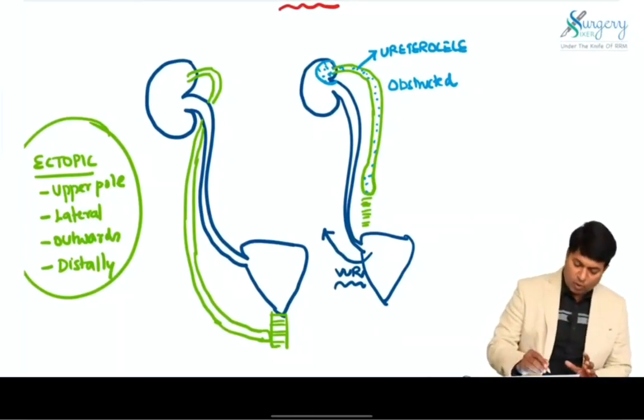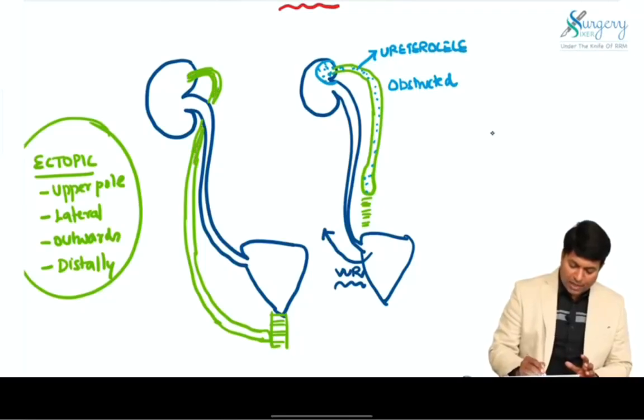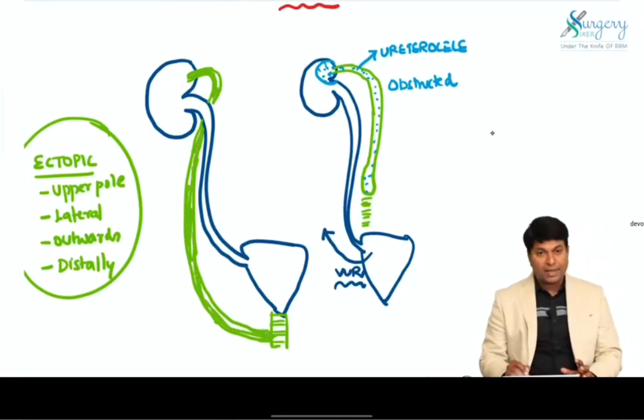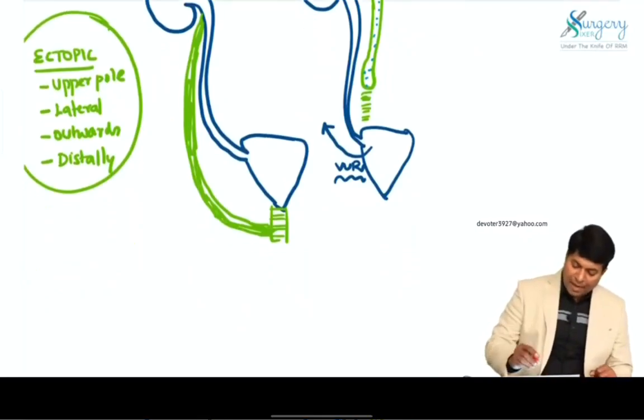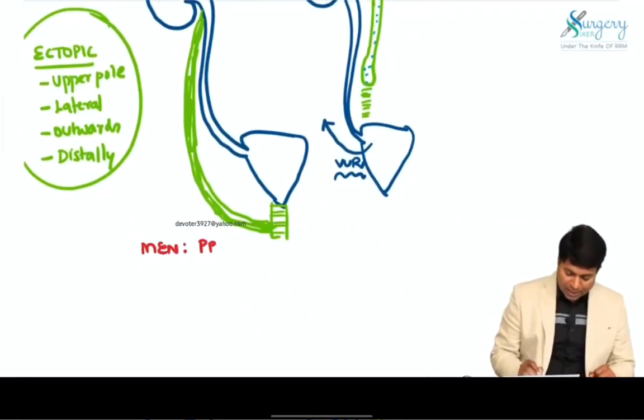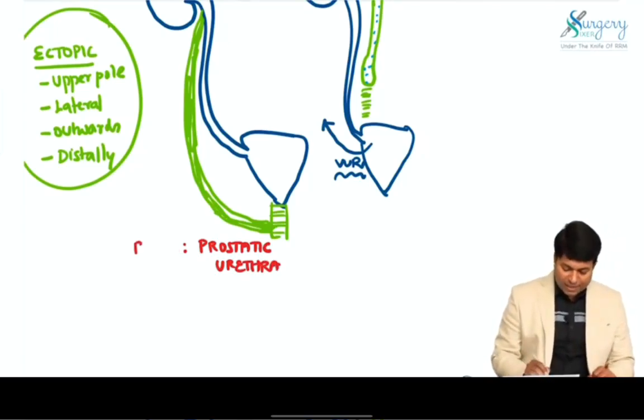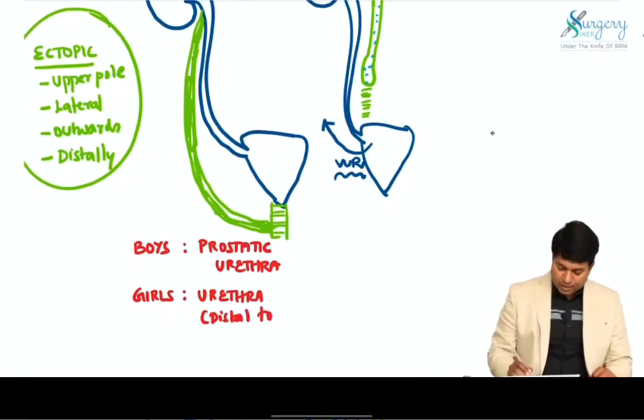In one condition, the ectopic ureter arises from the upper pole, runs downwards, and joins somewhere distal to the normal opening. In boys, it opens into the prostatic urethra. In girls, where does it open? It opens in the urethra, distal to the external urethral sphincter.